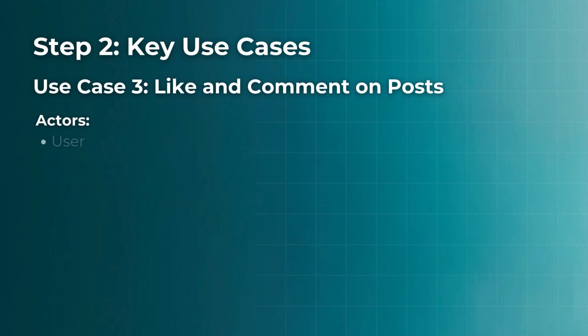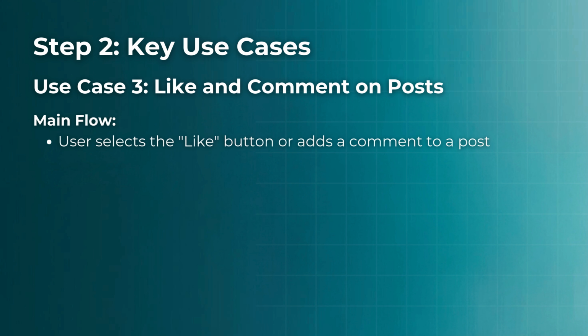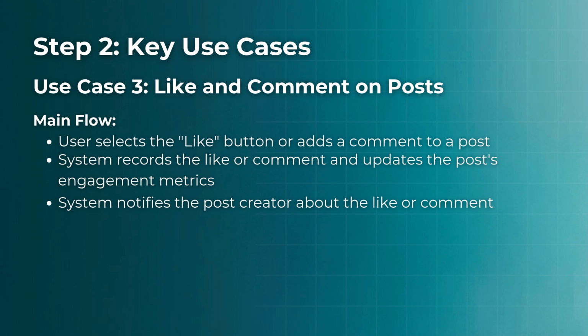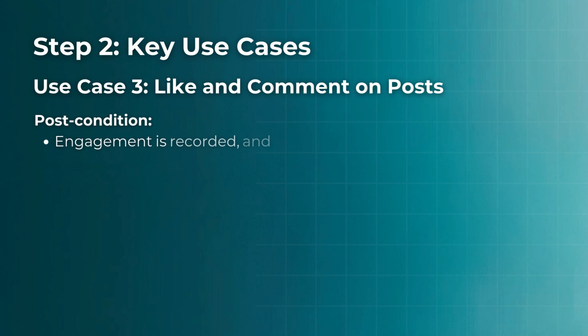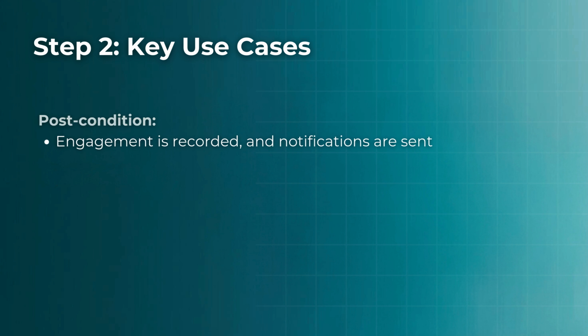The actors involved in this use case are the user interacting with the post and the system managing metrics. What's the starting point? A logged-in user views a post in their feed. How does it work? First, the user clicks the like button or adds a comment. The system records this action and updates engagement metrics. Then, the system notifies the post's creator. This simple interaction drives the core of what makes social media addictive: instant feedback and connection.